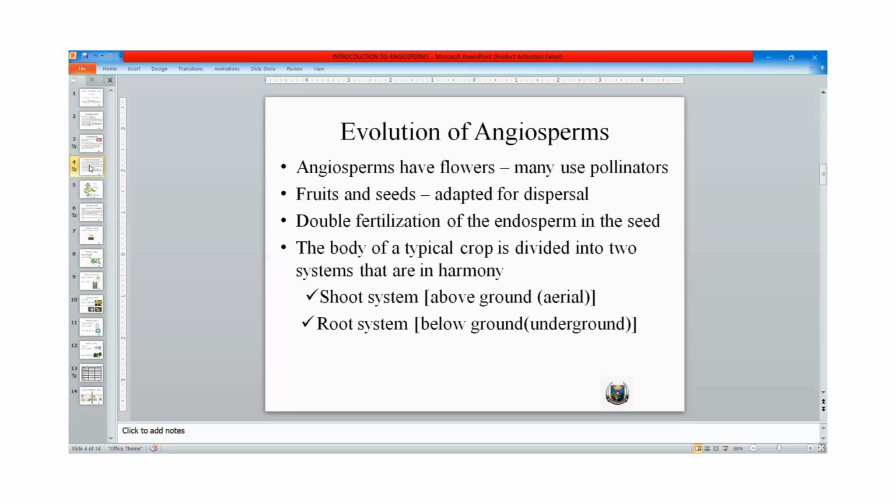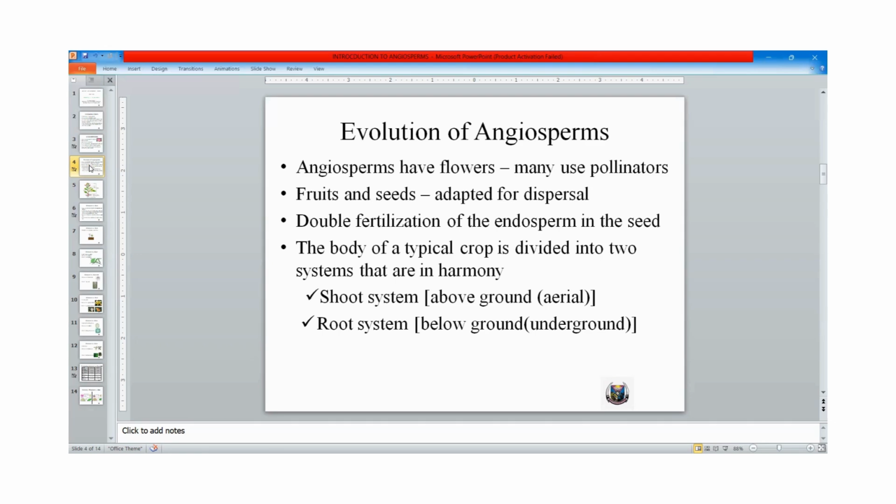They also undergo double fertilization. This fertilization leads to production of embryo and endosperm. Endosperm serves as food reserve for the embryo when they are maturing.